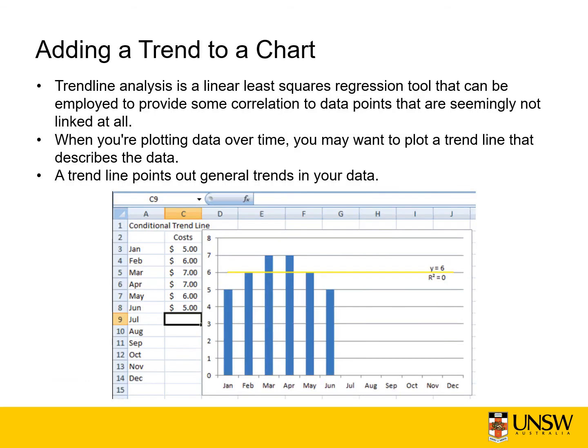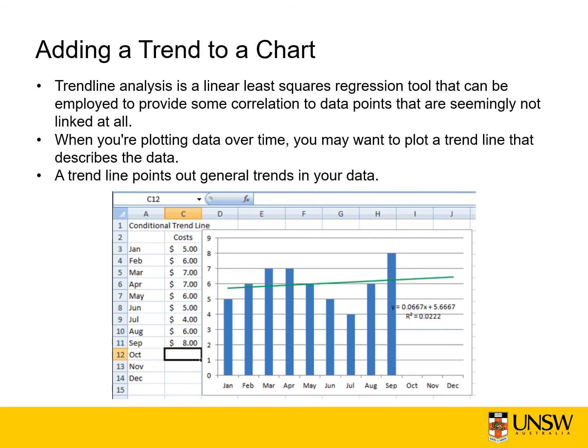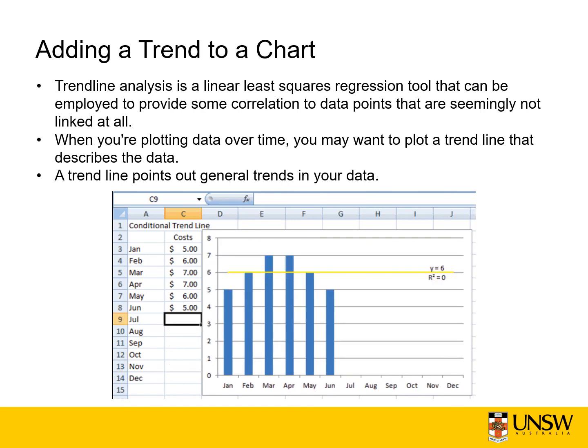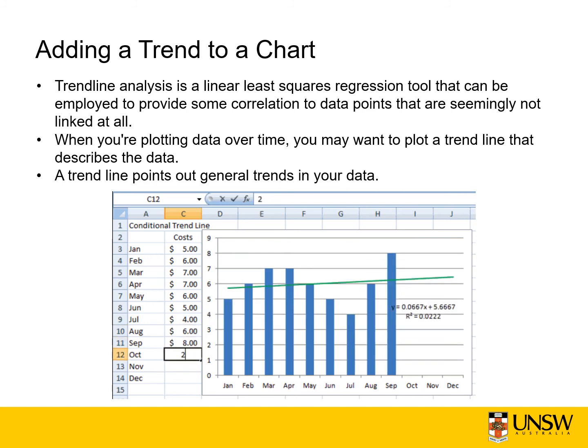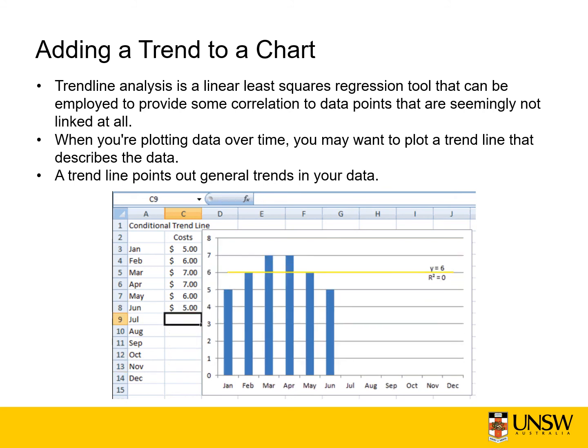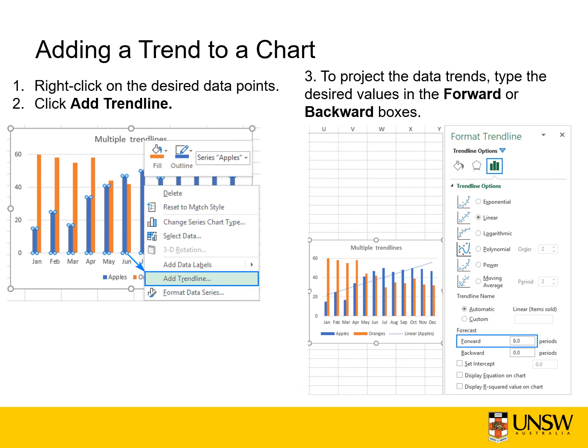When you're plotting data over time, you may need to plot a trend line that describes the data. A trend line is a straight or curved line that shows the general pattern or overall direction of the data. This analytical tool is most often used to show data movements over a period of time or correlation between two variables. In order to draw a trend line, right-click on the desired data points and click Add Trend Line.